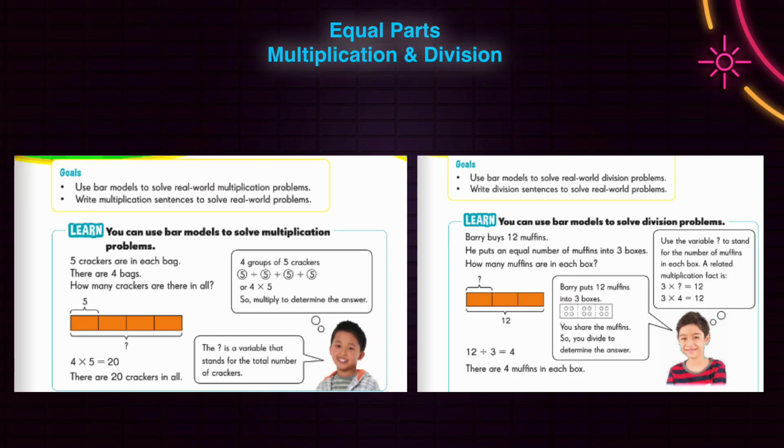Where problems involve the sum of equal quantities or quantities being divided into equal parts, a bar model can be used to show these relationships. These problems are examples from grade 3 where the bar model is introduced. Pause the video and take a minute to read the problems.